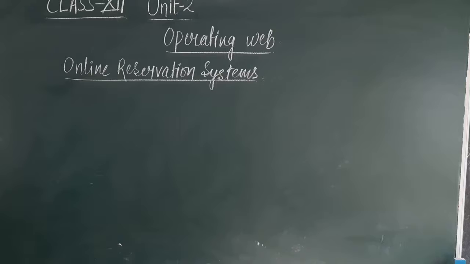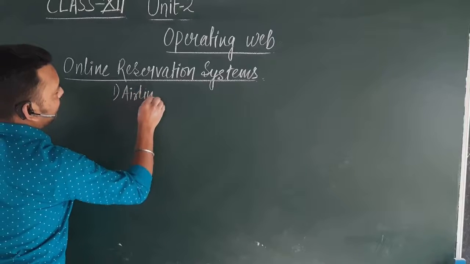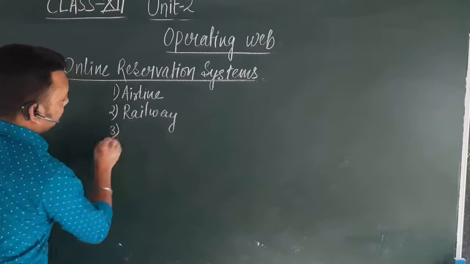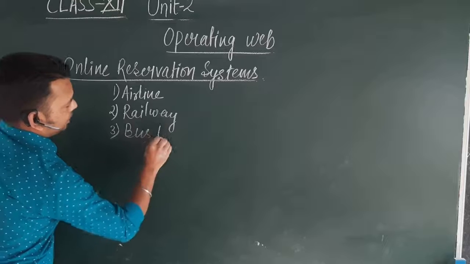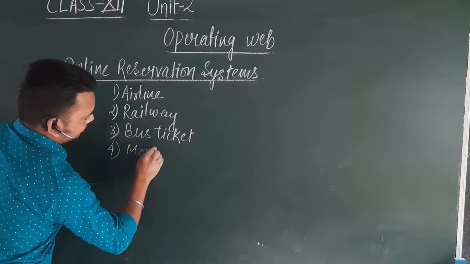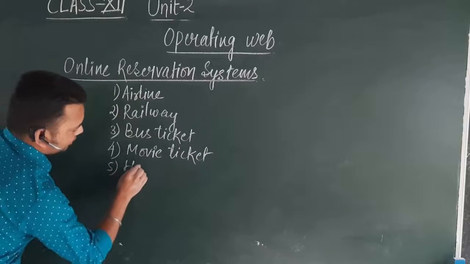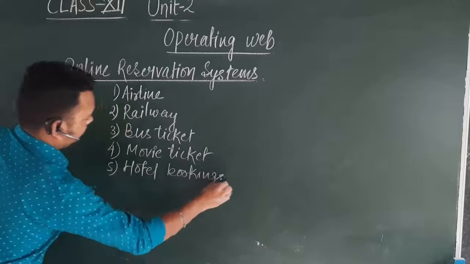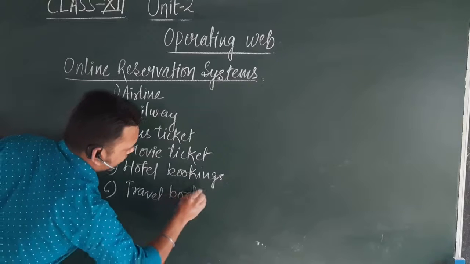Now inside this online reservation system there are certain categories. For example, say we need to purchase an airline ticket, railway bookings we need to do, third one is bus ticket, movie ticket, hotel bookings, travel bookings, and so on.